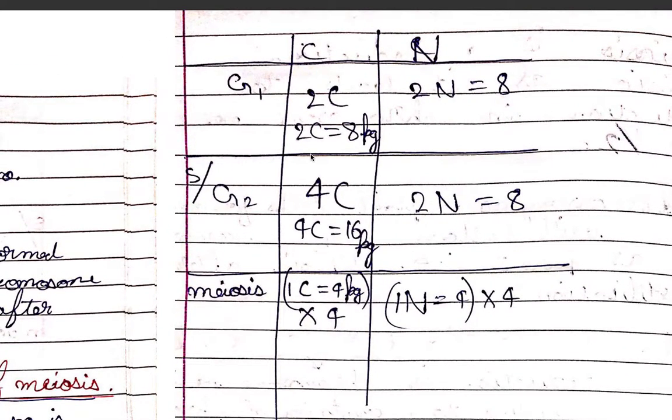At G1 the chromosome number is 2C, and the DNA content is 2n equal to 8. Then at S or G2 we know they become 4C. But in mitosis this would return back, whereas here four cells will be formed, and then these would again be divided into two pairs in the next offspring, so as to maintain again the same number, that is 2C.